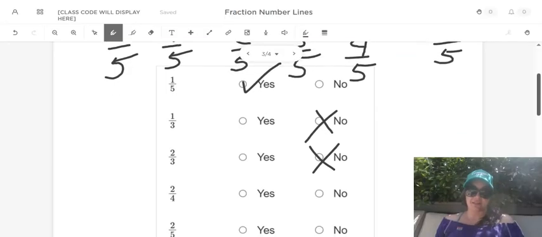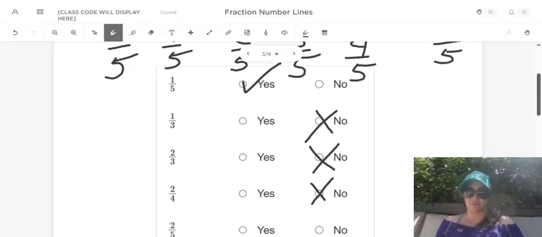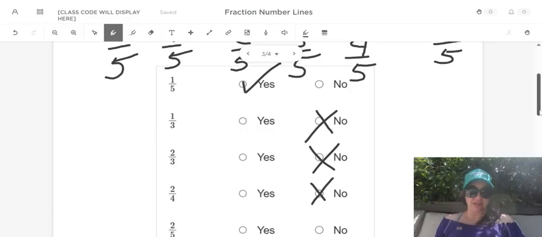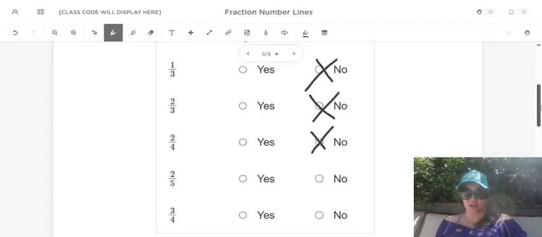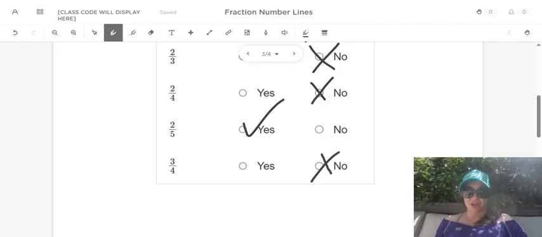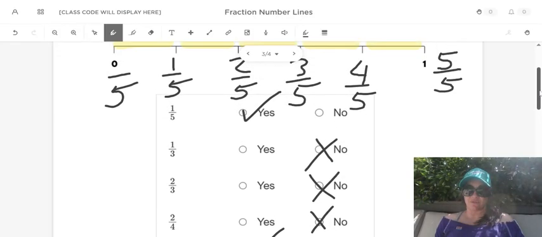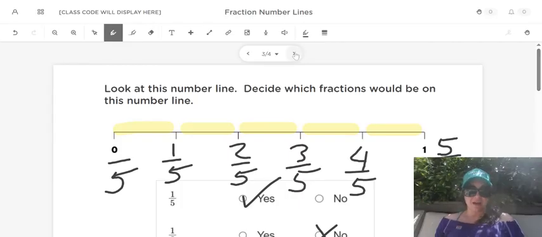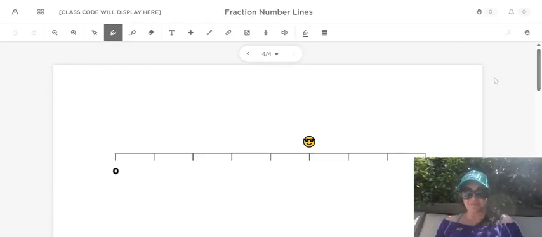Okay, 2/4. No, I don't see a 2/4, but I do see a 2/5. There it is up here. 2/5 does work. That gets a check. 3/4. Nope. So of these, the only fractions that you would find on this number line are 2/5 and 1/5. Awesome. Let's do one last one.